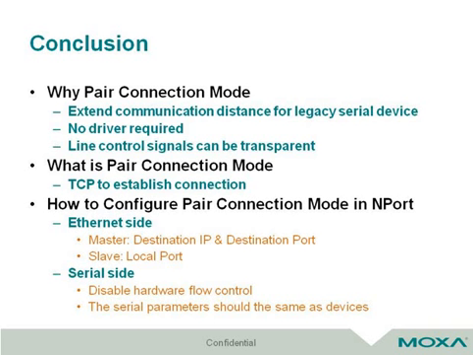The third, how to configure pair connection. For the Ethernet side on the master, you should set destination IP and destination port. On the slave, the local port will be required. For the serial side, disable hardware flow control if you would like to transmit line control signals. And the serial parameters should be the same as your devices.